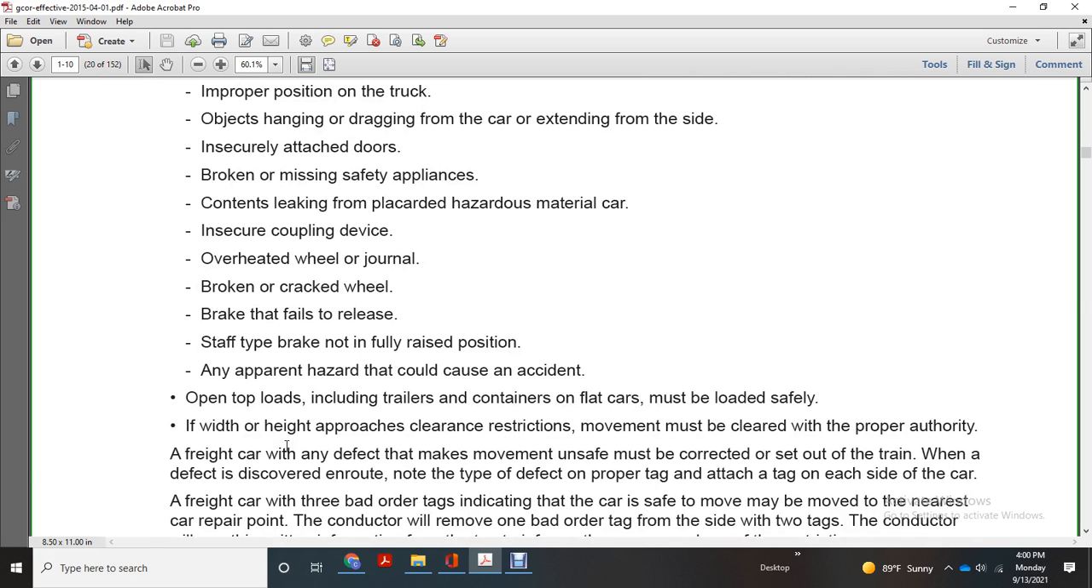Open top loads, including trailers on flat cars, must be loaded safely. If the width or height approaches a clearance restriction, it must be cleared with the proper authority. A freight car with a defect that makes movement unsafe will be corrected or set out of the train when the defect is discovered en route.